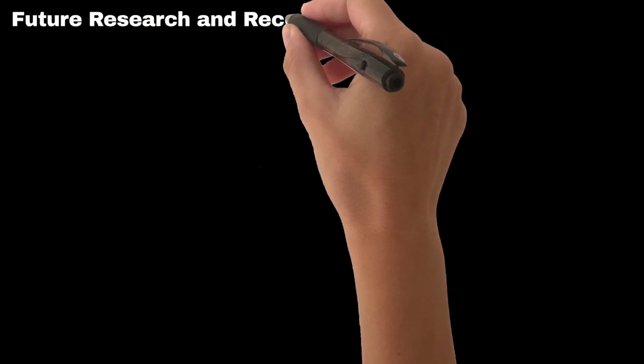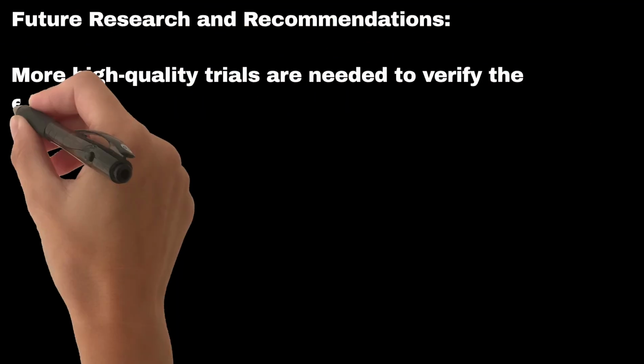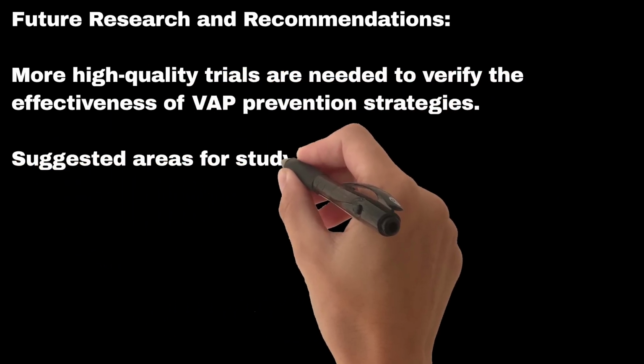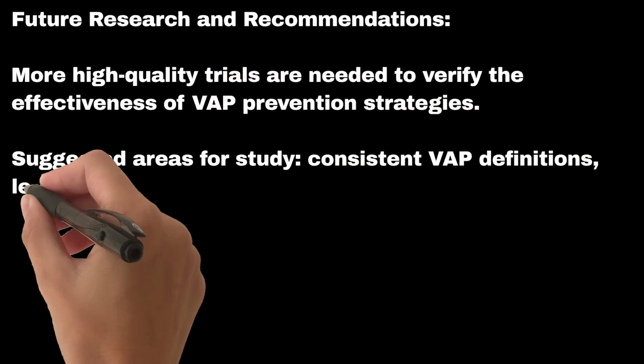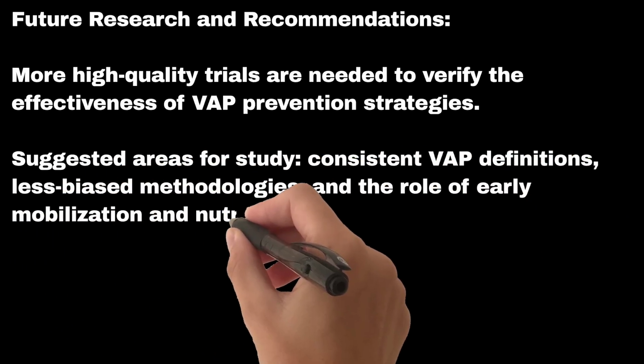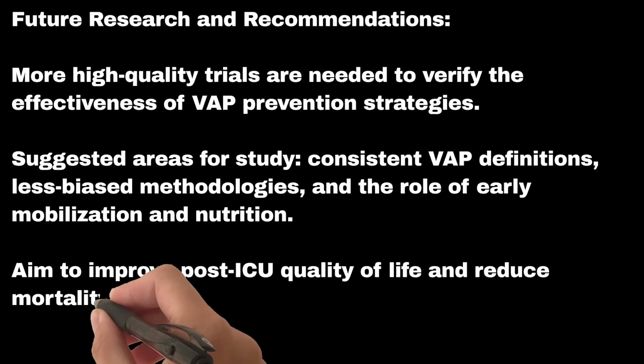Future research and recommendations. More high-quality trials are needed to verify the effectiveness of VAP prevention strategies. Suggested areas for study: consistent VAP definitions, less biased methodologies, and the role of early mobilization and nutrition. Aim to improve post-ICU quality of life and reduce mortality.